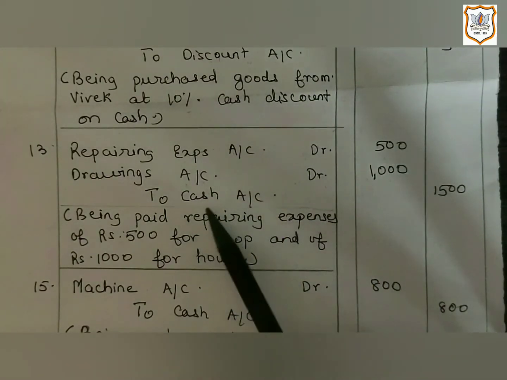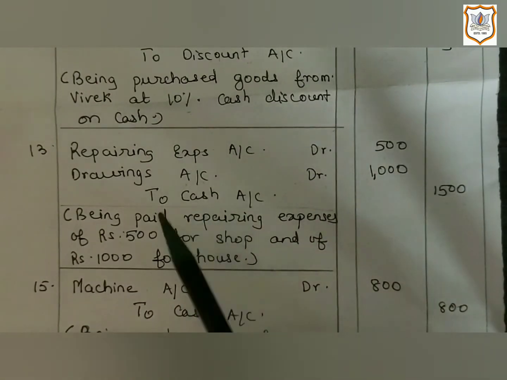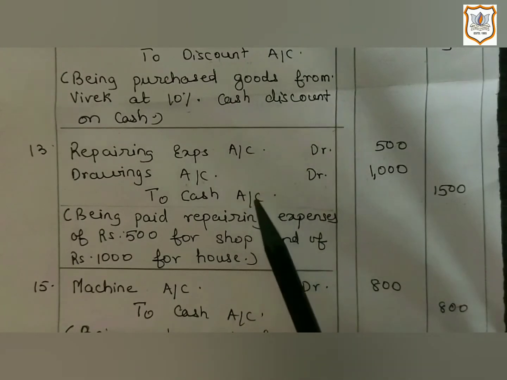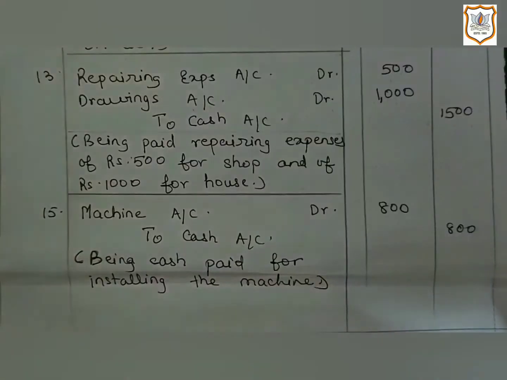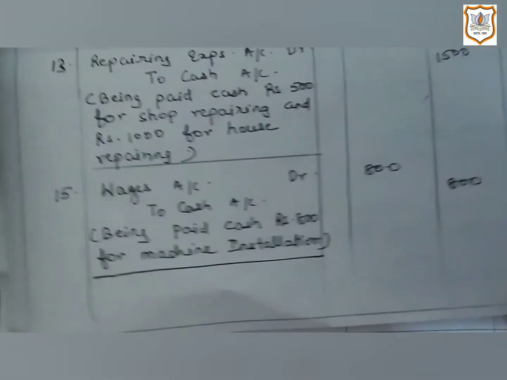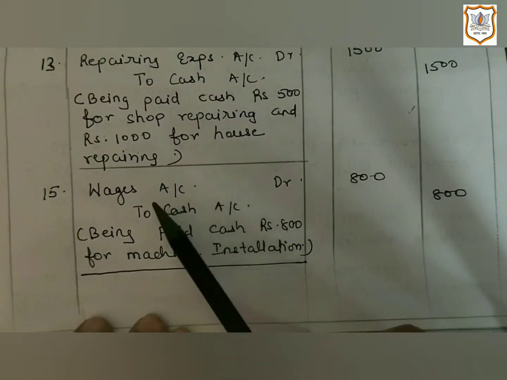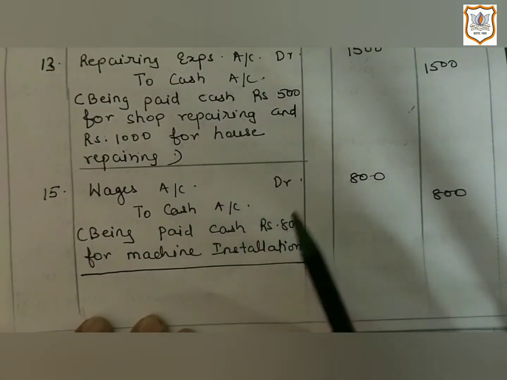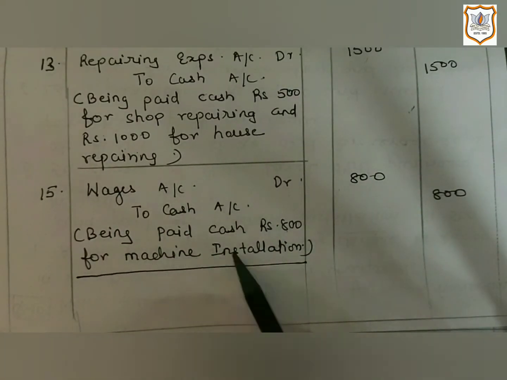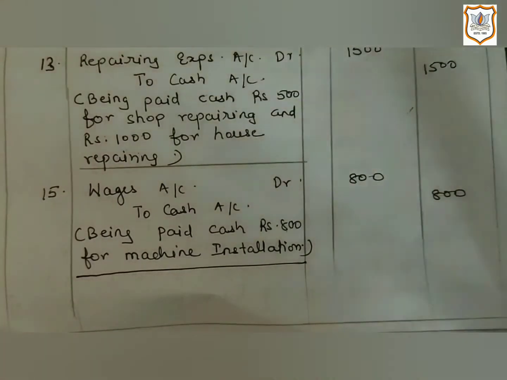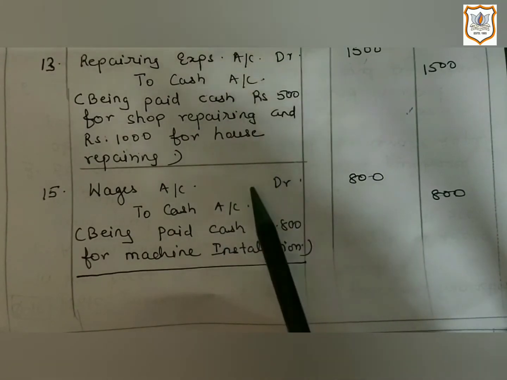Then as our cash is going out of business by rupees 1500, so cash account will be credited as per the rule of real account. Credit what goes out. Now let us move to the next transaction, date 15. Here the entry is passed, wages account debit to cash account 800. Narration, being paid cash rupees 800 for machine installation. So here what mistake is made? Here wages account is debited. This is the mistake.